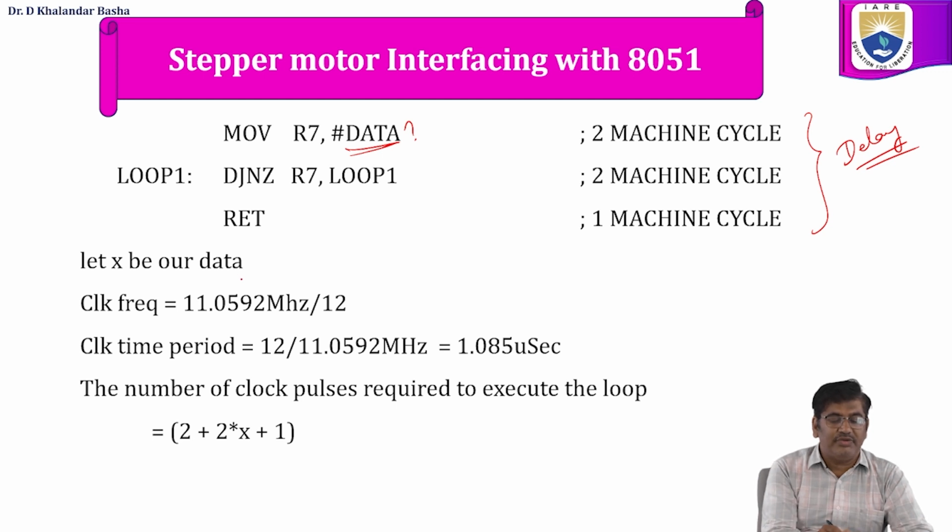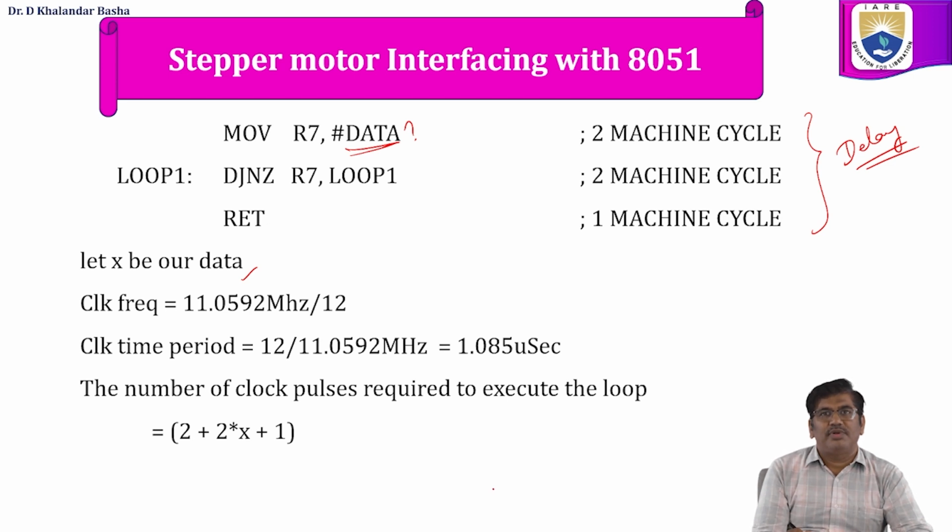Let X be our data, which is going to be loaded into R7. In the 8051 microcontroller, the clock frequency is given as 11.0592 MHz divided by 12. So the clock time period is given as 12 divided by 11.0592 MHz, which is 1.085 microseconds.